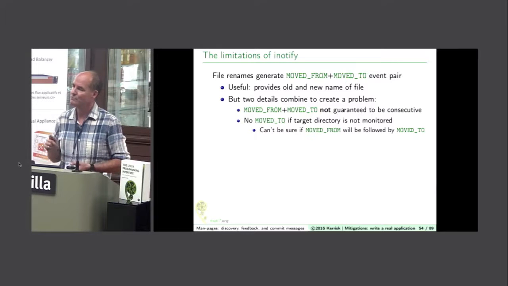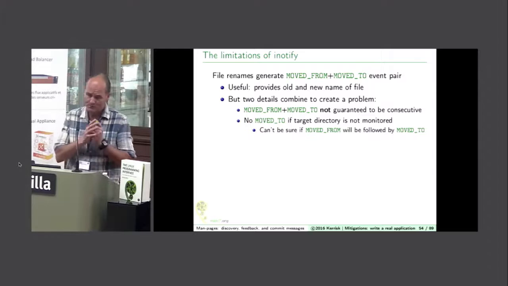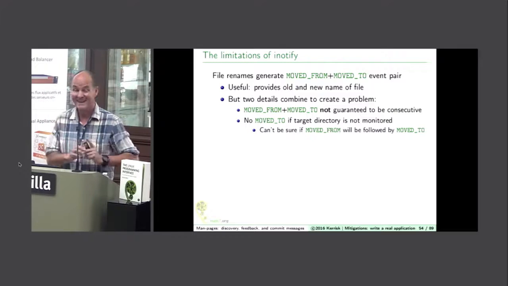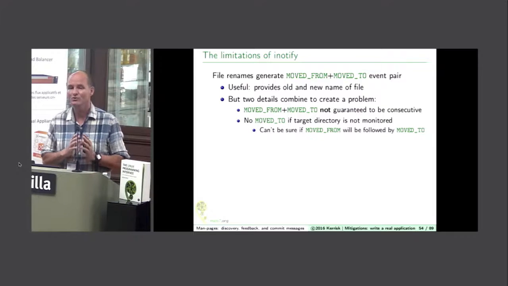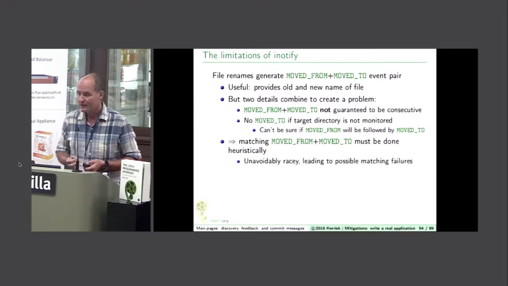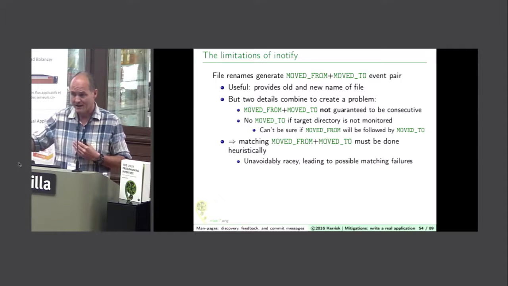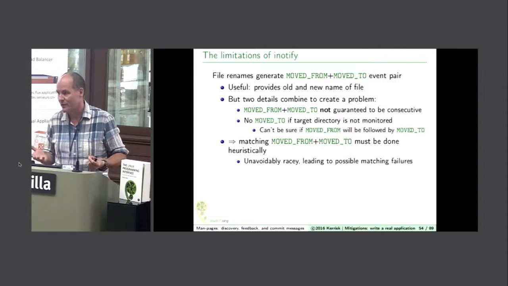The moved from and the moved to events are not guaranteed to be consecutive in the stream of events. And the second thing is, perhaps you're moving from a directory you're monitoring to some other directory that isn't in your monitored tree. In that case, you'll only get a moved from event, not a moved to event. So when you've got a moved from event, you don't necessarily know if you're going to get a moved to event. So you've got to do some matching to see, well, maybe there's a matching moved to event, but it's not necessarily the next event, and maybe it's not in the buffer of events I've read so far. It's going to be in the next buffer that I might try and read, if there are any more events.